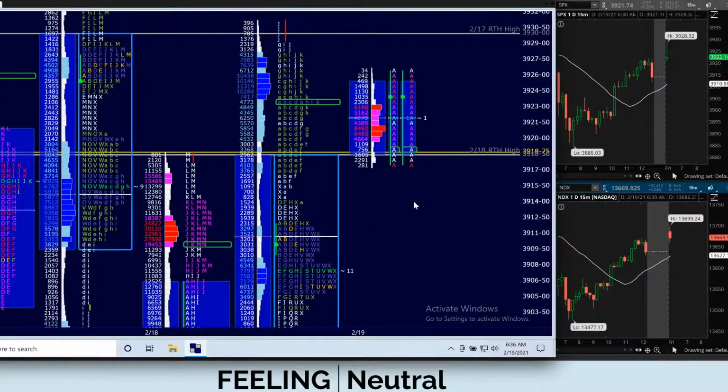I'd say we find support probably right about where we are, somewhere in here. If that happens, when the market pushes its way back above yesterday's high, that's a good long for a continuation higher.